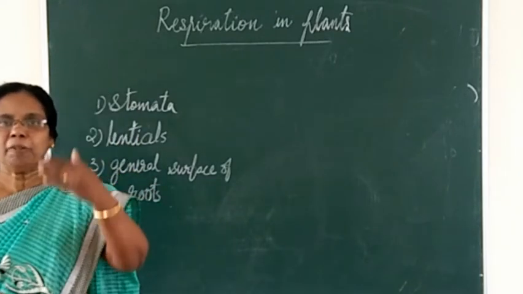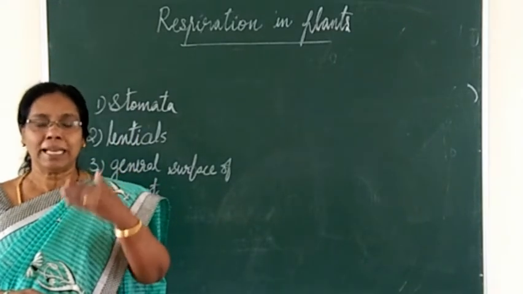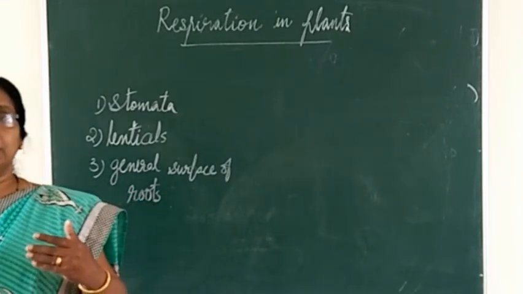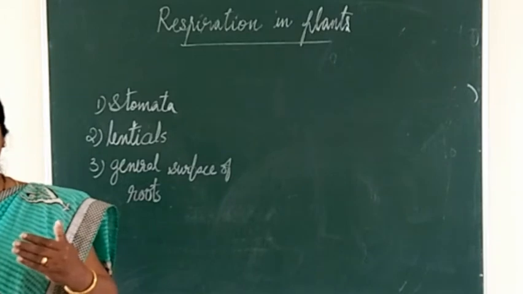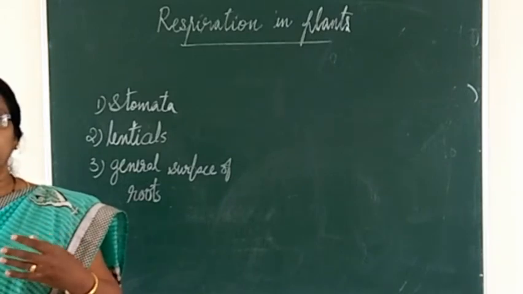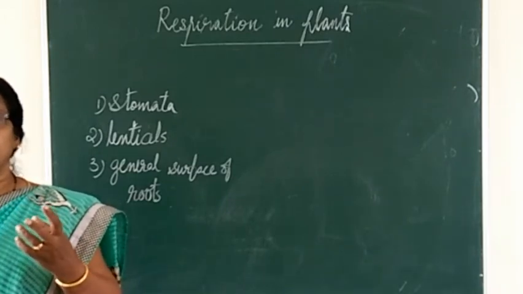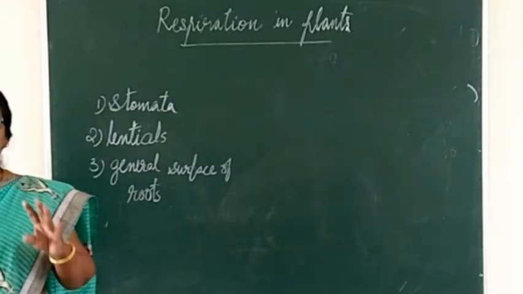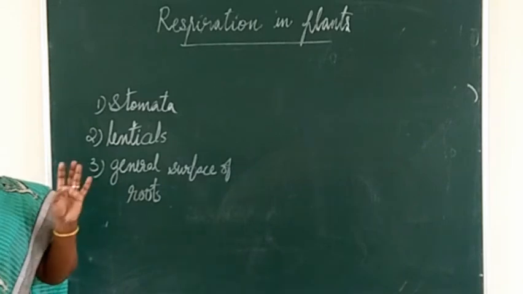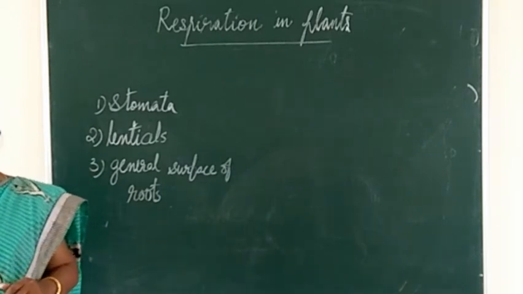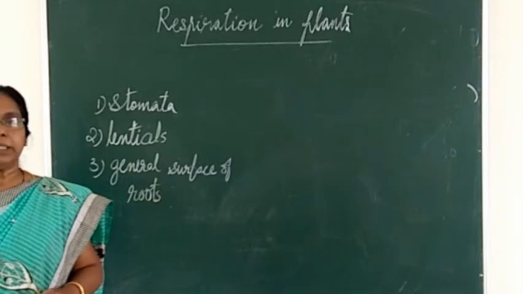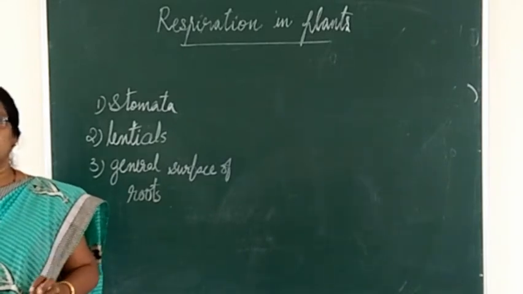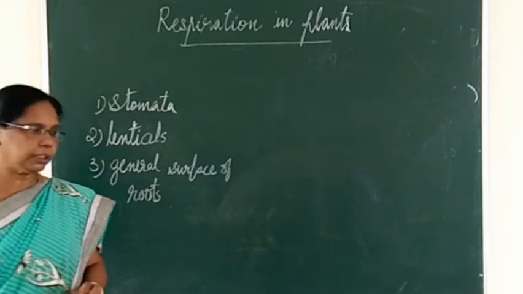Whereas in the nighttime, only respiration takes place and photosynthesis is absent. So the plant will be using oxygen and carbon dioxide will be given out. Now let us see the two types of respiration. Already in the beginning of this class, I told you that there are two types of respiration: one is called aerobic respiration and the other is called anaerobic respiration.